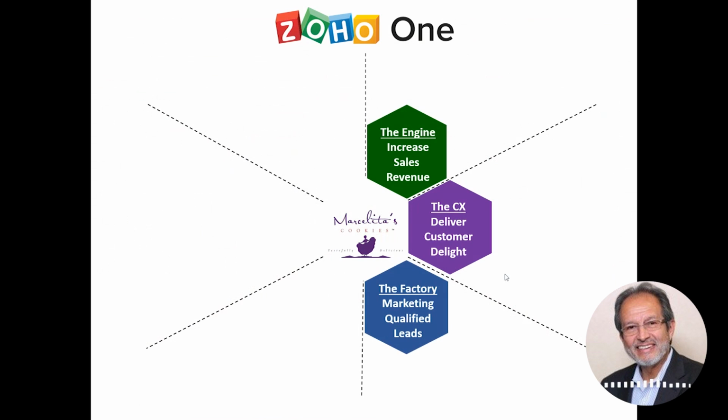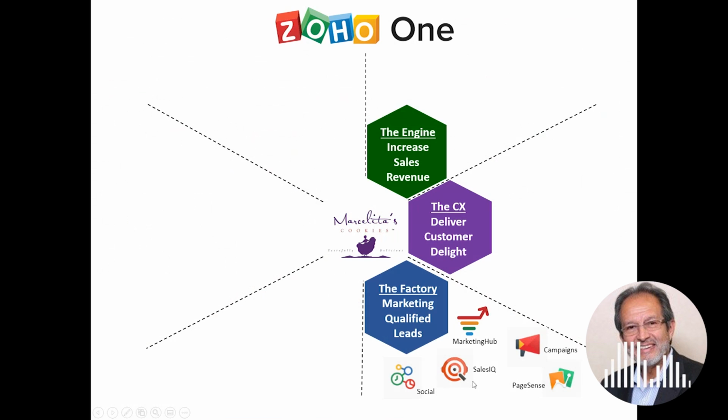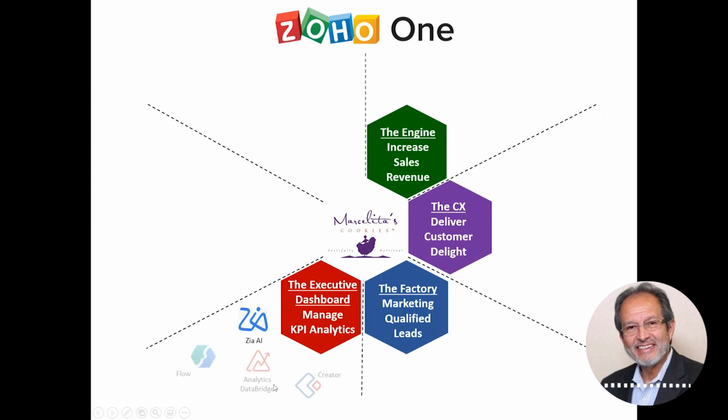When it comes to marketing, we call that the factory because we are creating all these digital marketing products. Definitely campaigns. We are using social media. We just updated our website and we are going to be using Sales IQ, and also we are going to get more involved in Marketing Hub. When it comes to analytics, CRM already has embedded CRM analytics, and if you want to get more sophisticated, you can use the analytics module itself.